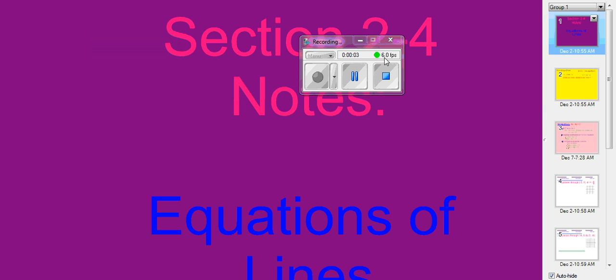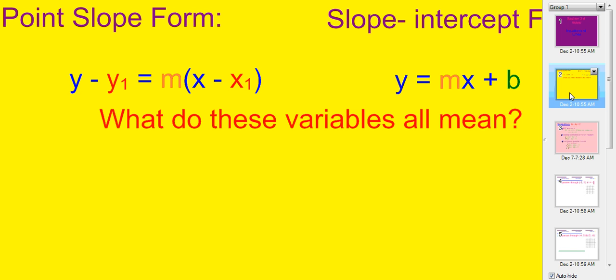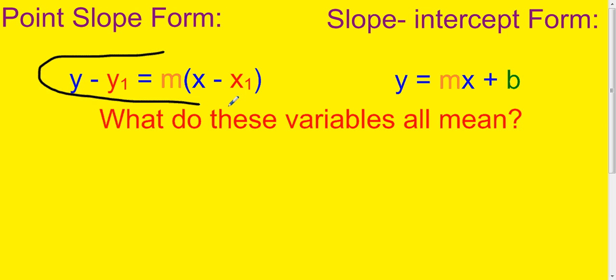Okay, we are going to spend a little bit of time today looking at some equations of lines. There are three formulas that we use for equations of lines. One of them is point-slope form, which would be this one on the left right here. In order to use that form, you need to know the slope, and you need to know one specific point on a graph.